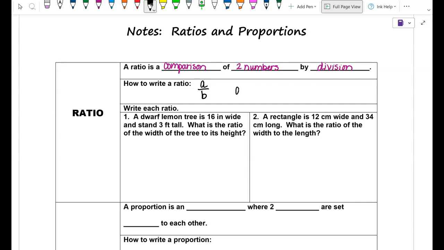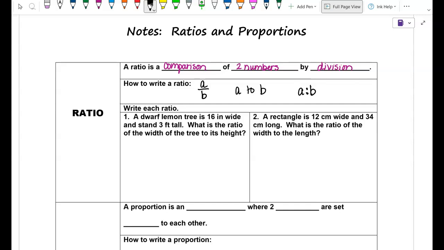You can actually write the letter A and then the word "to" and then B, because we're comparing A to B. And then another way to do this is to do A colon B. Those are all 3 saying the same thing, comparing the value of A to the value of B. And because it's a comparison by division, that does mean that we have to make sure and reduce to lowest terms. That is going to be a part of it.